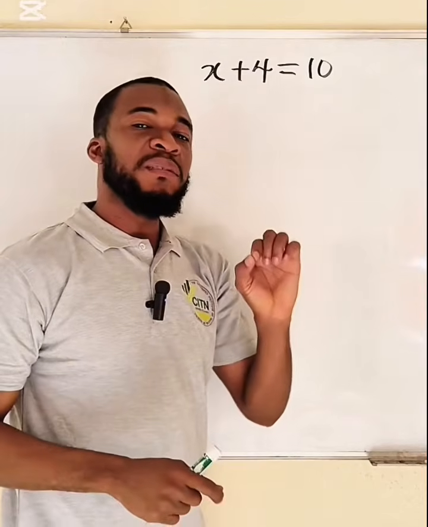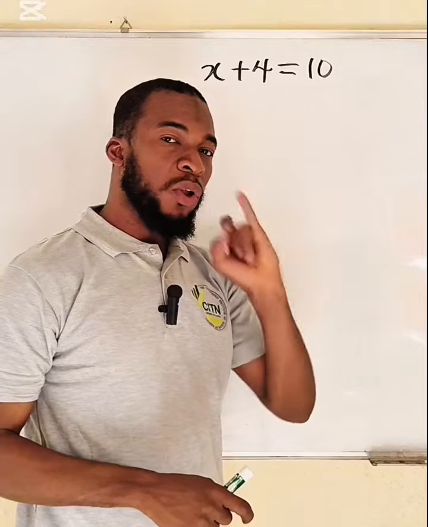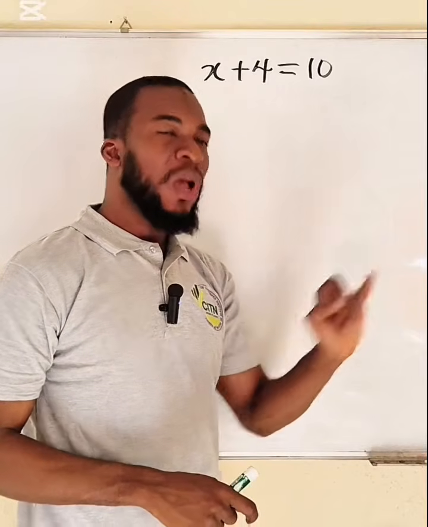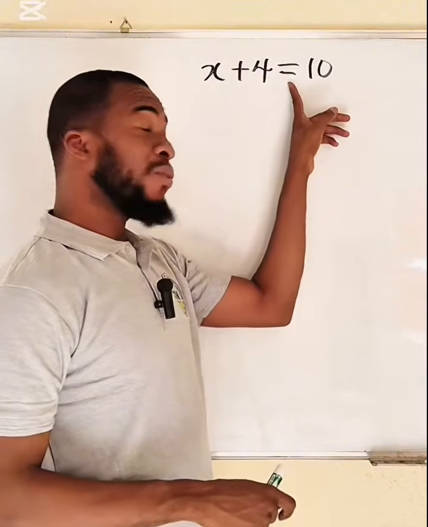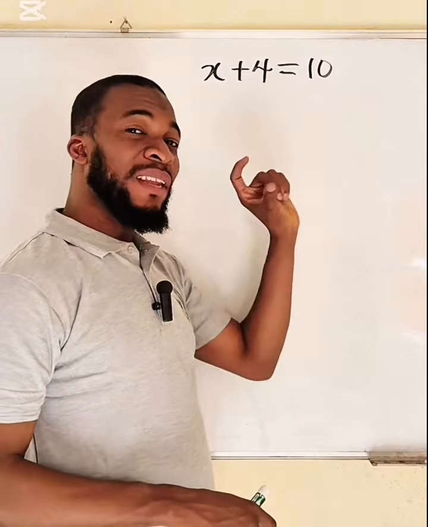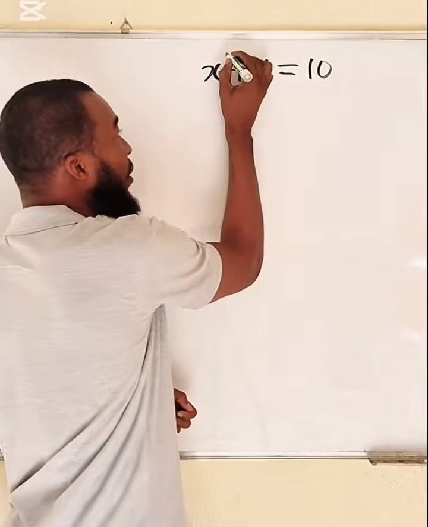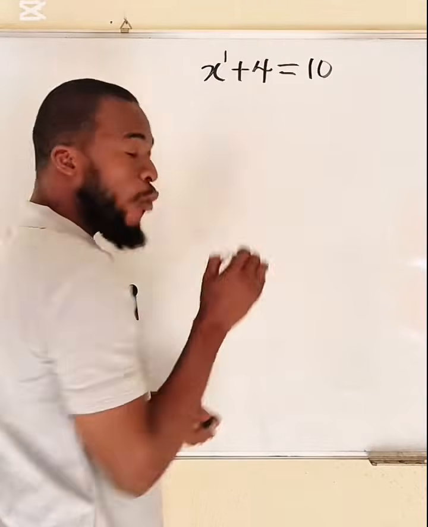This is an example of a linear equation containing one unknown variable. And why is it an equation? Because it contains an equality sign, right? And why is it linear? Because our unknown variable has a degree 1. Naturally it has a power of 1.